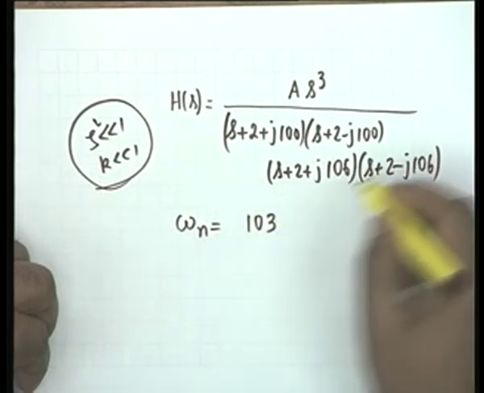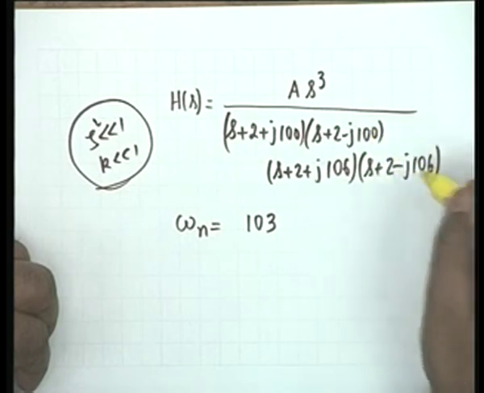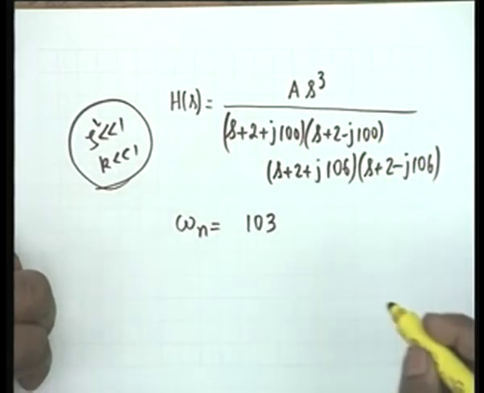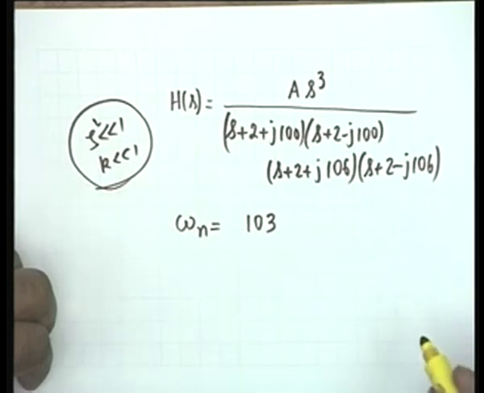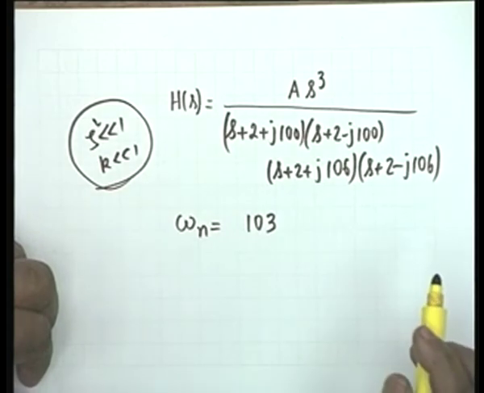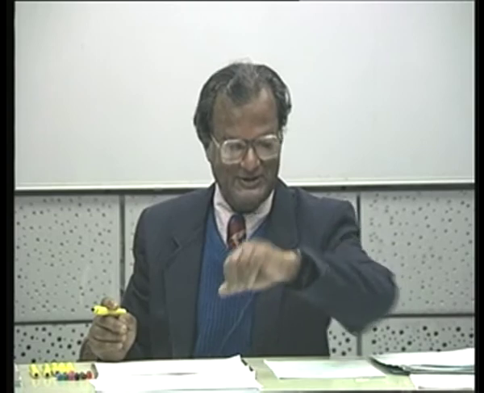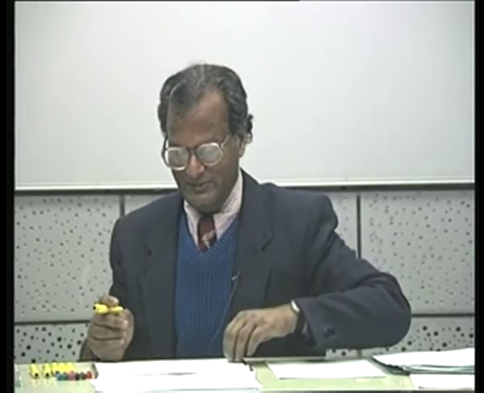103. It is the arithmetic mean between 100 and 106. Okay. Now let's find out. I am tempted to continue this example in tomorrow's class. I want to utilize the 3 minutes that are left to tell you something more interesting.